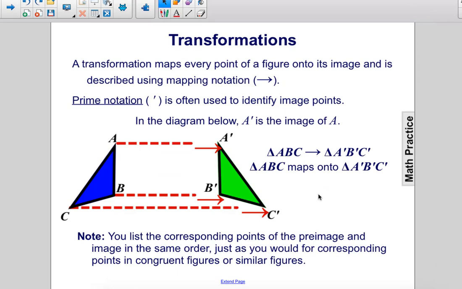A transformation maps every point of a figure onto its image and is described using mapping notation. Prime notation is often used to identify image points. In the diagram below, A' is the image of A. Triangle ABC maps onto triangle A'B'C'. Note: you list the corresponding points of the preimage and image in the same order, just as you would for corresponding points in congruent figures or similar figures.